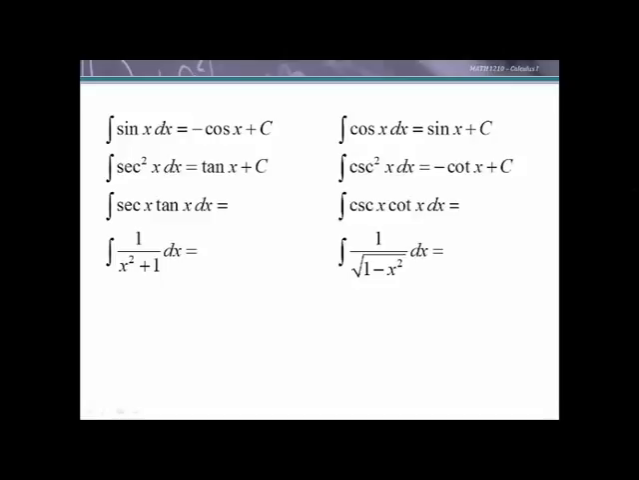The function whose derivative is secant x tangent x, and we know that would be secant x plus our constant of integration. Cosecant x cotangent x, if we integrate that, the function would be negative cosecant x plus a constant. Looking for the function whose derivative is 1 over x squared plus 1, and that's inverse tangent, and then of course we need our constant. And then lastly, the function whose derivative is 1 over square root of 1 minus x squared, and that is inverse sine.